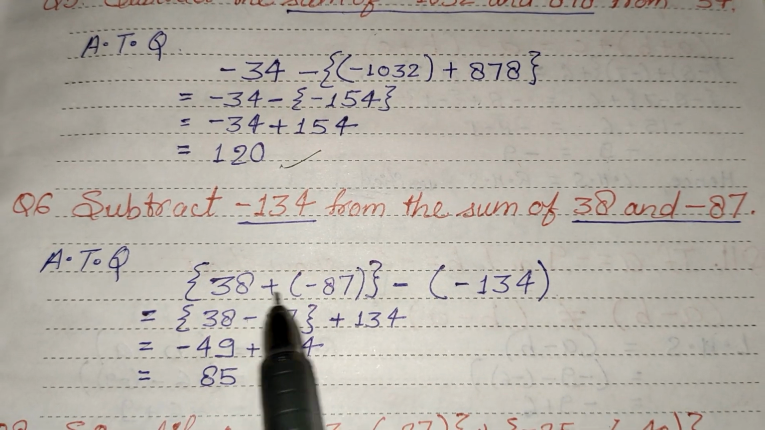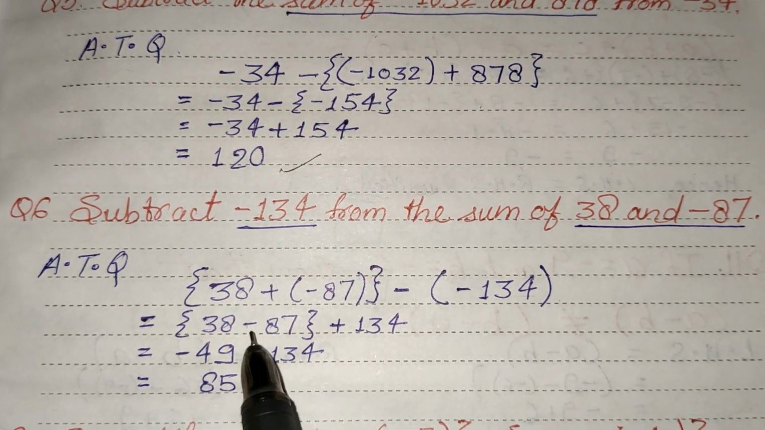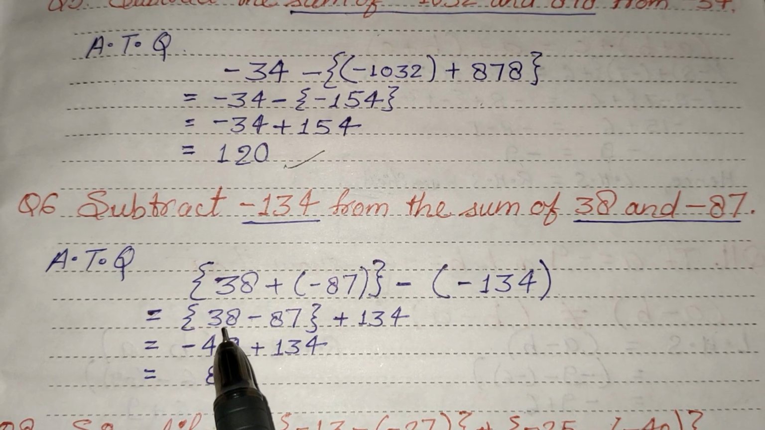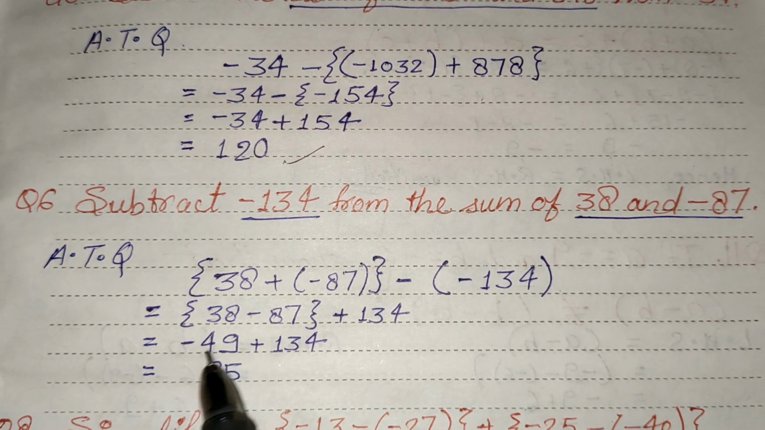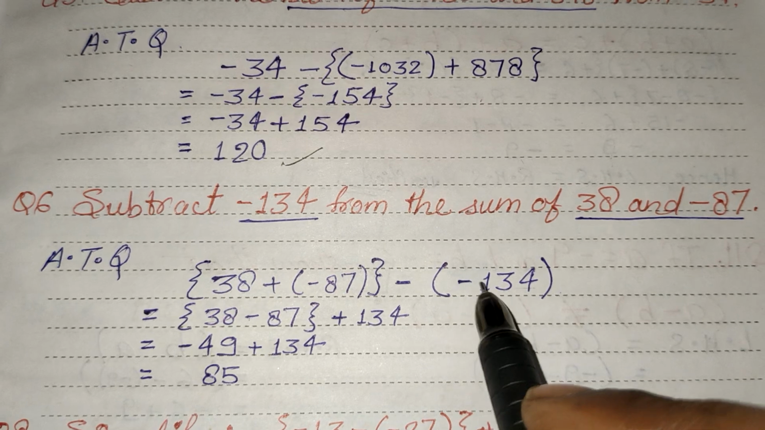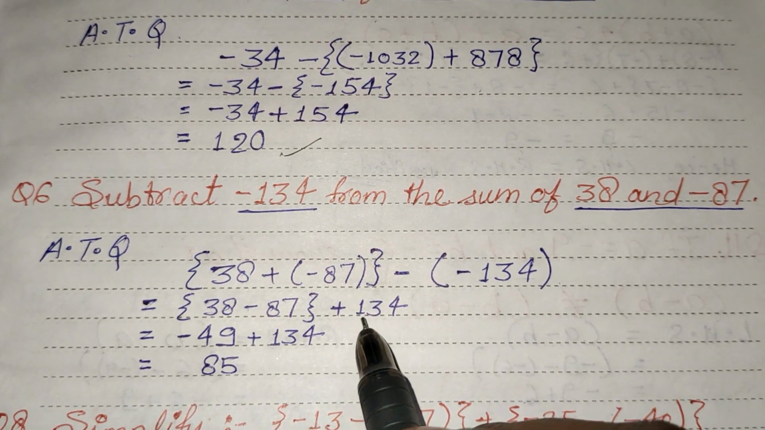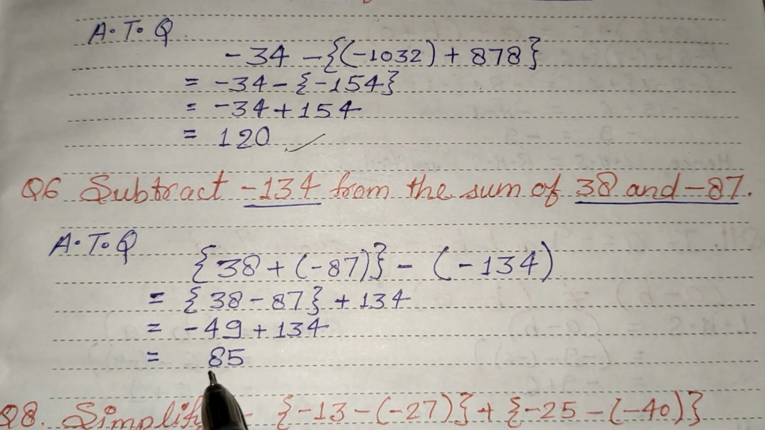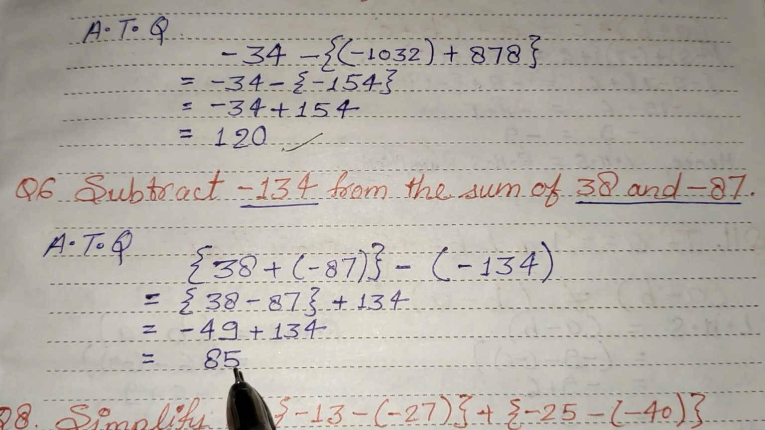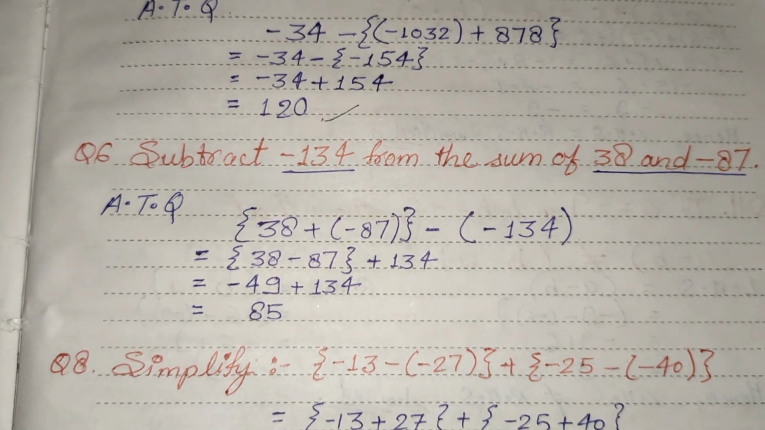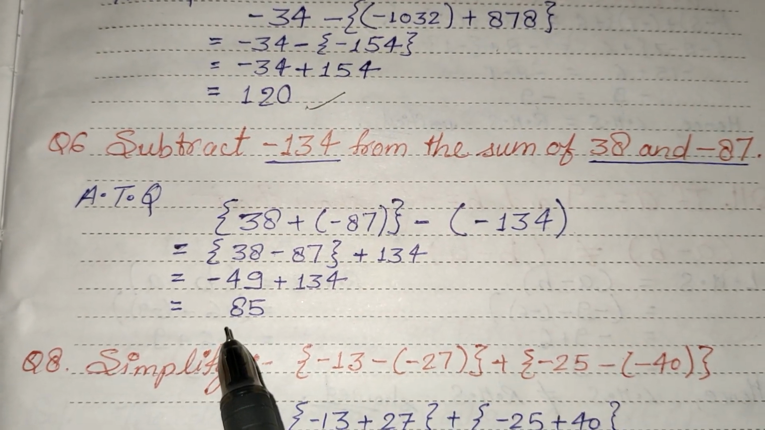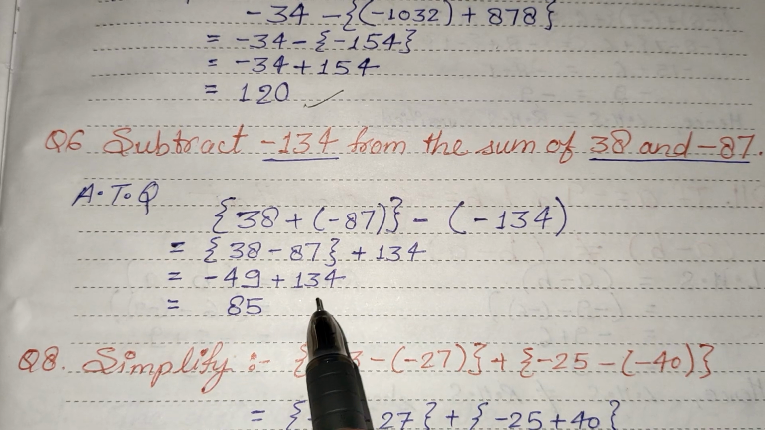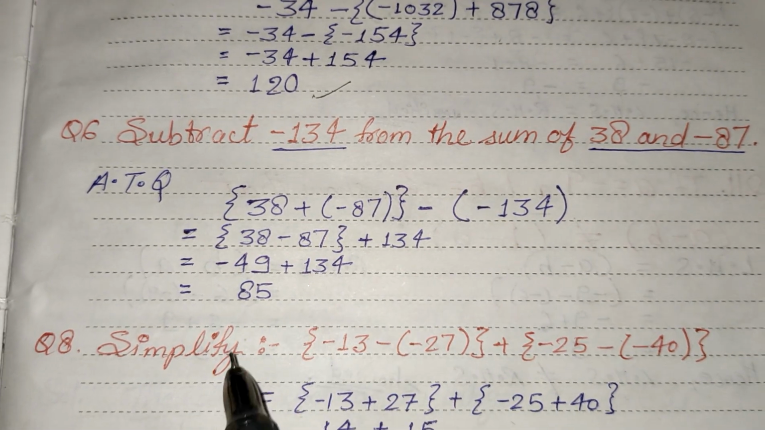Now first add it, we have plus minus minus. Now plus minus, again minus, minus 49, minus minus, it will become plus 134. Now minus plus, we have to do minus. Now your answer is plus 85. Why is 85 positive? Because 134 is the greater number.